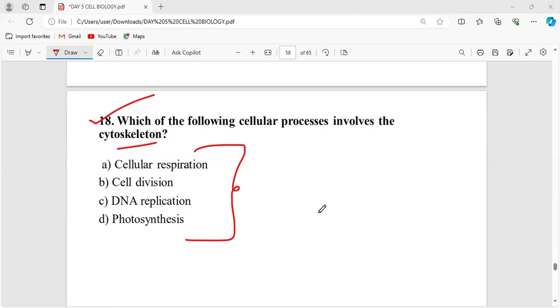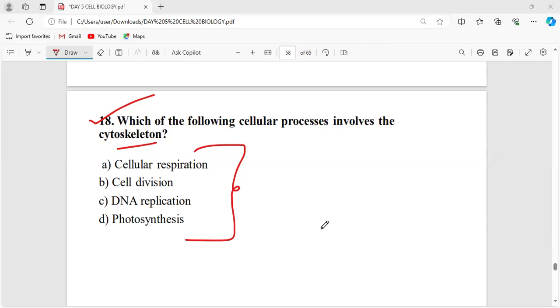It starts in the metaphase. In anaphase also, the cell cytoskeleton plays a crucial role. Let me ask you a simple question. In this cytoskeleton, we have different types of protein: microtubule, microfilament, and intermediate filaments. Of these, spindle fibers are synthesized by which of the following cytoskeletal proteins?